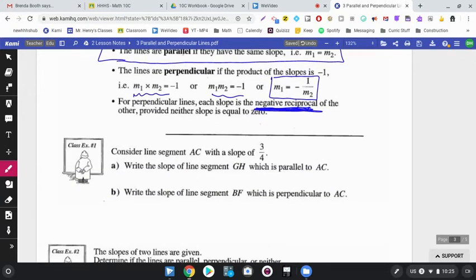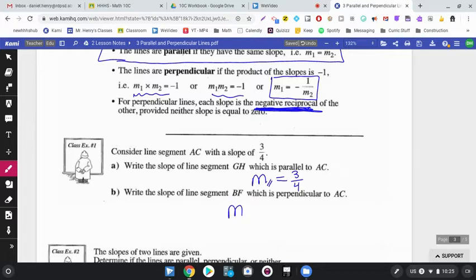Consider the line segment AC with a slope of 3/4. Write the slope of a line segment that is parallel. M parallel, so that's my little notation there, the two lines that are side by side. Slope parallel is 3/4. If I want a slope that's parallel, I write the same slope. It's the easiest question you're ever going to get. If I say, here's a slope, tell me a parallel slope, you tell me the exact same thing.